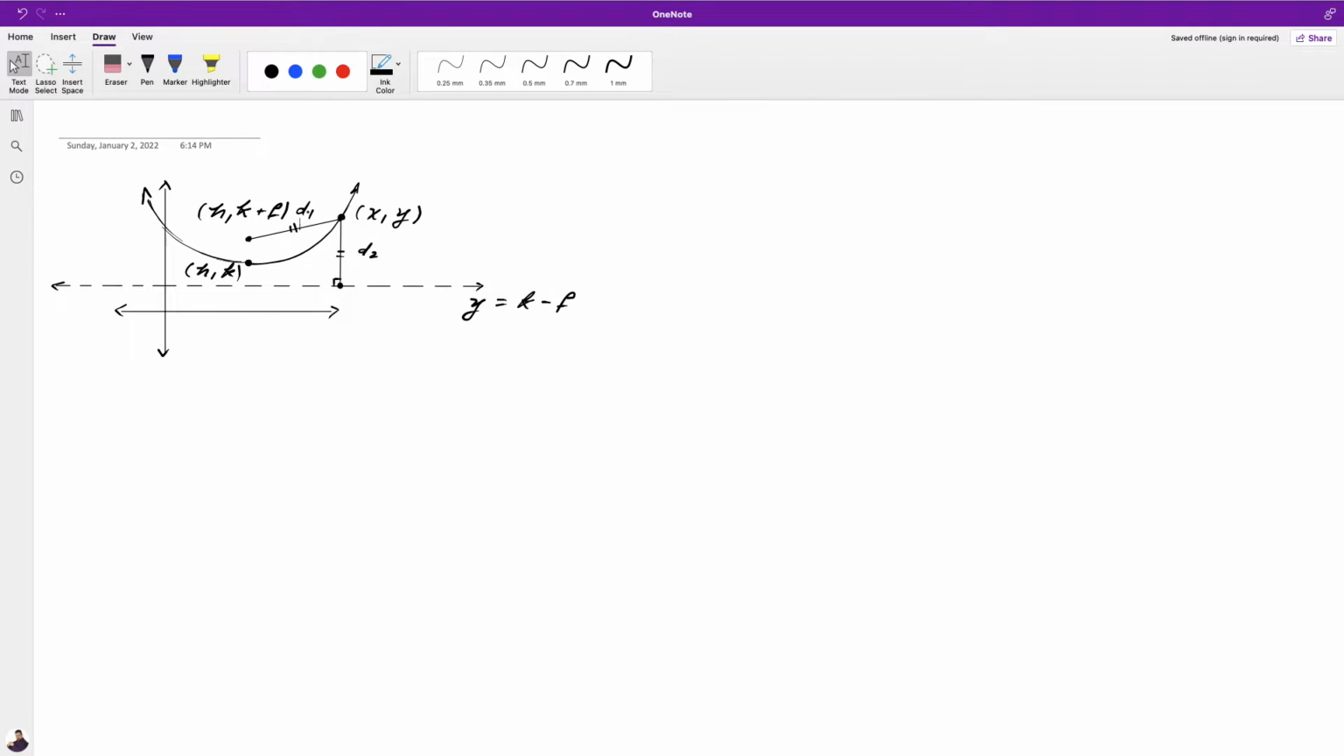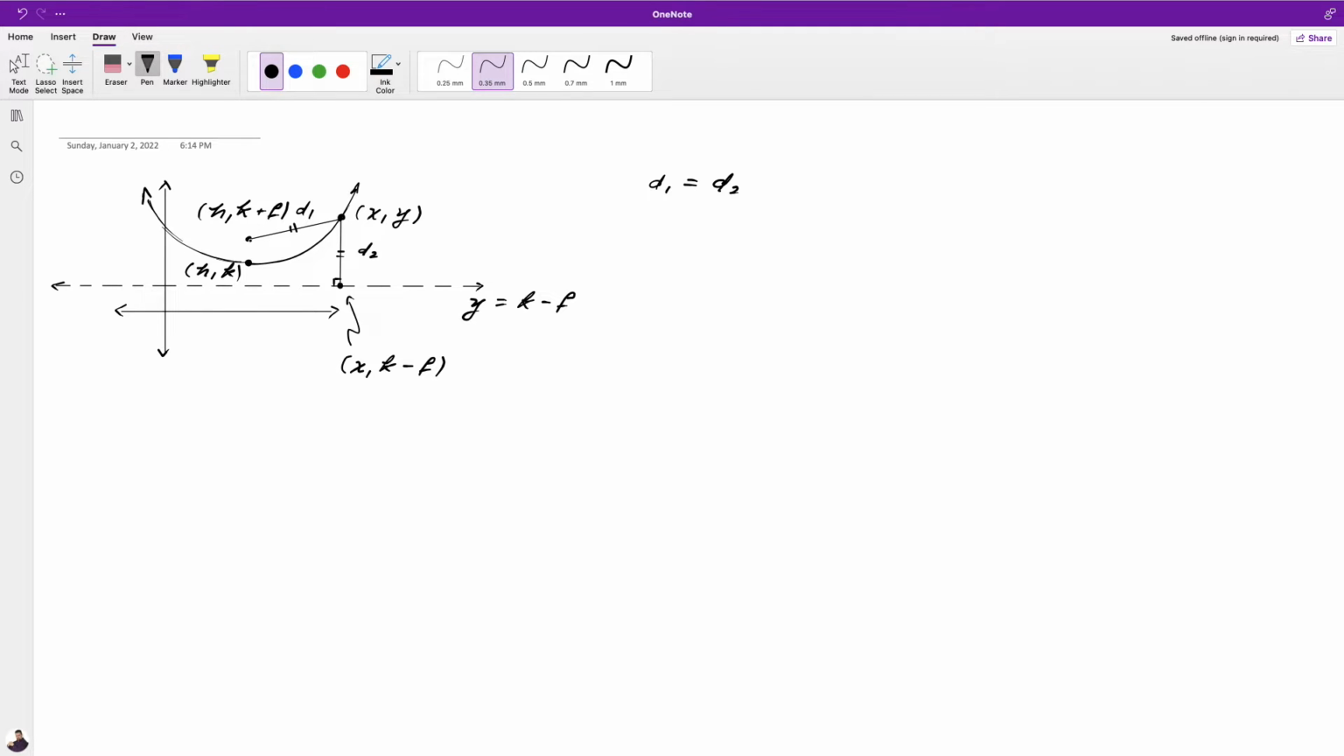and we're going to go ahead and set this up using the distance formula. So D1 is equal to D2 in order for this to work. And let's identify this point right here. Clearly it's going to have an x-coordinate of x, and it's going to have a y-coordinate of k minus f, since it falls right on that directrix line.